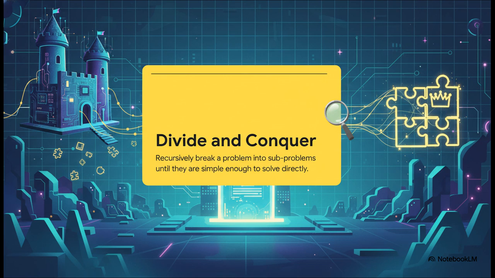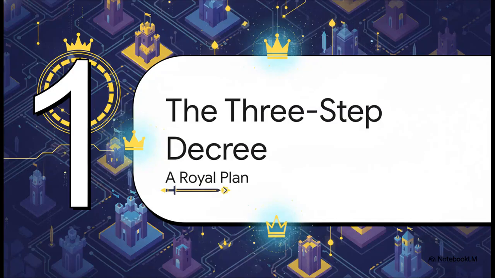It's this powerful way of thinking where you recursively break a problem down. And recursively just means you apply the same logic over and over again until the pieces are so small they're laughably easy to solve. Then you just weave those simple solutions back together. So the king loves this idea. He immediately issues a royal decree, a simple but brilliant 3-step plan for the entire kingdom to follow.